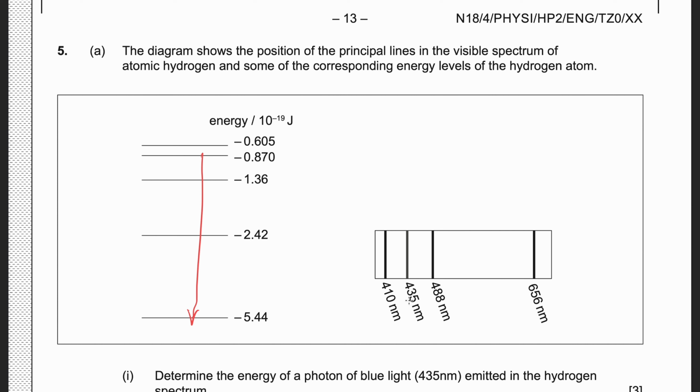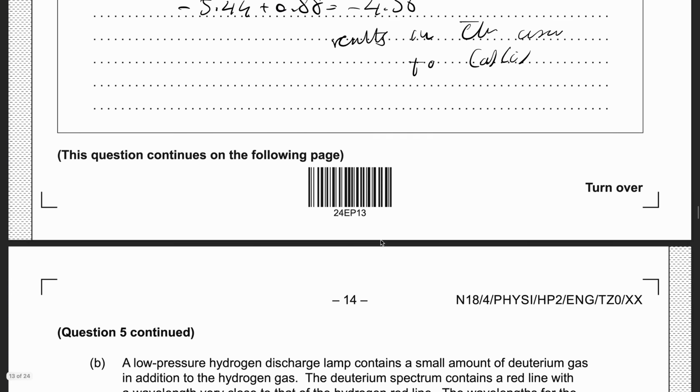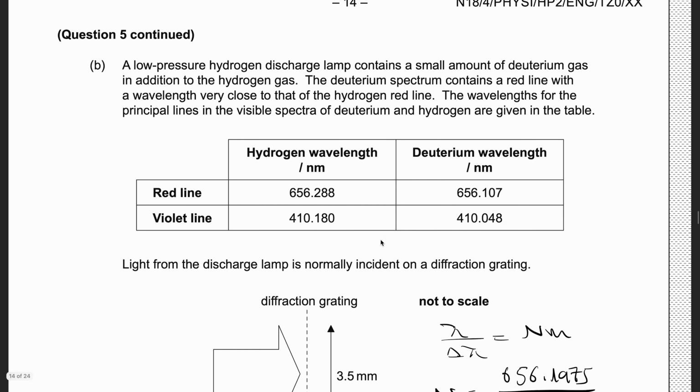Alright, so this is question number 5 of November 18, paper 2. Now, we're given the diagram. I'm gonna skip part A because I think it's relatively easy and you should be able to solve it yourself.